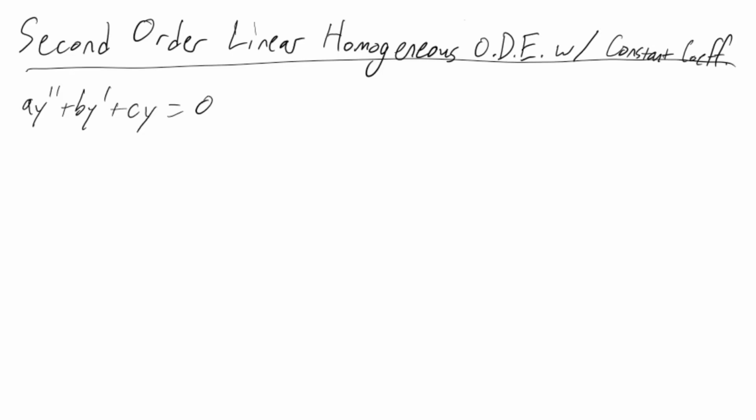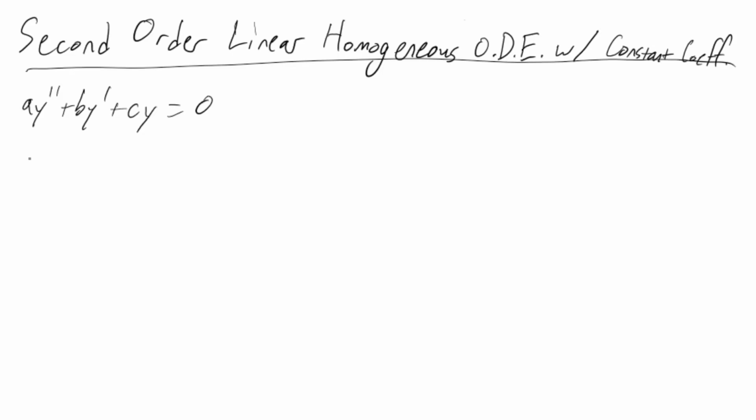So these are a very special type of ordinary differential equations where if we have two solutions to the ODE and we add them, we get another solution. And if we take a solution and multiply it by a constant, we also get another solution. So let's take a look at what solutions look like.